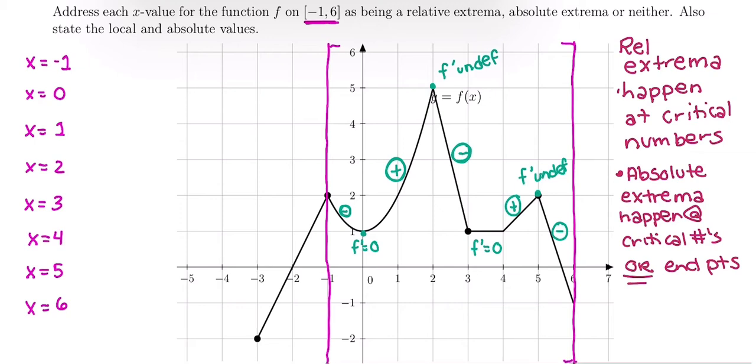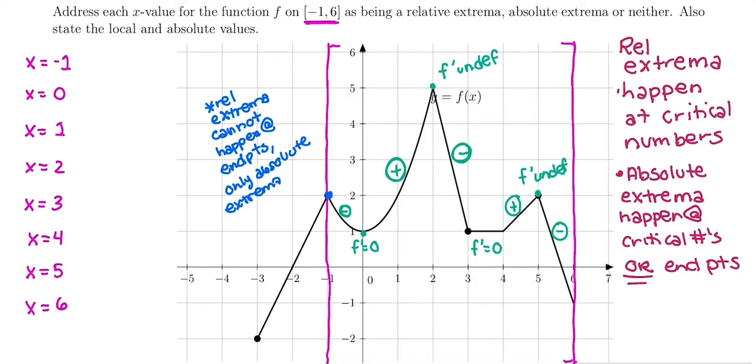And now we can go through point by point and see what we have. Do we have a relative max or min, an absolute max or min, or neither? So starting with -1. -1 is the endpoint. Remember, relative extrema cannot happen at endpoints. Only absolute extrema can. Kind of the same thing we wrote over there.